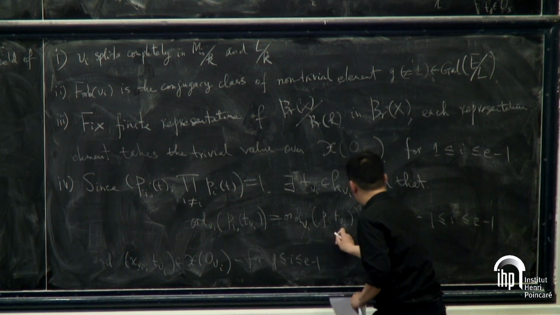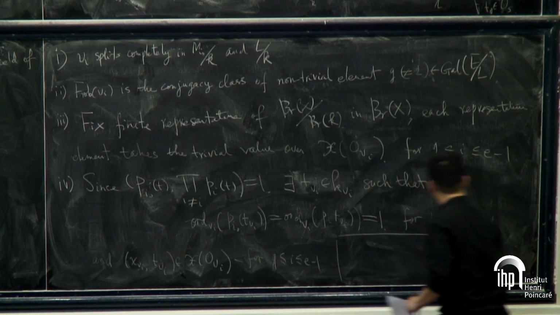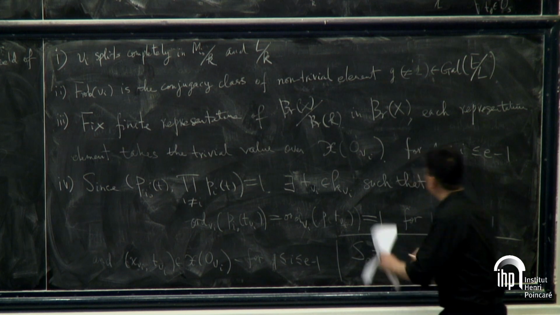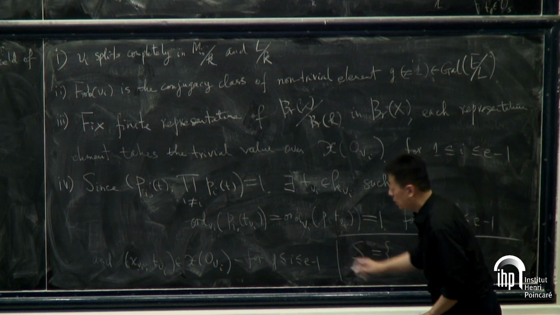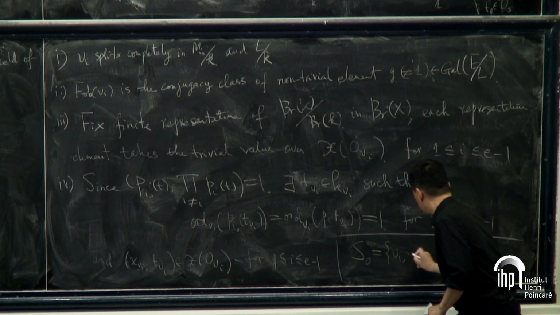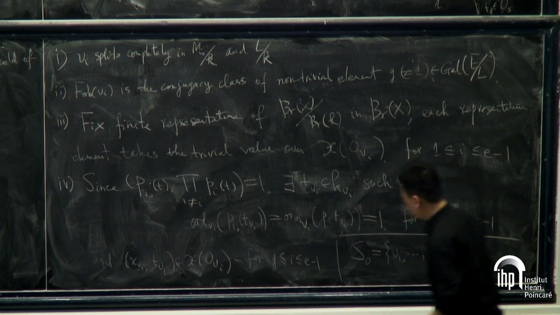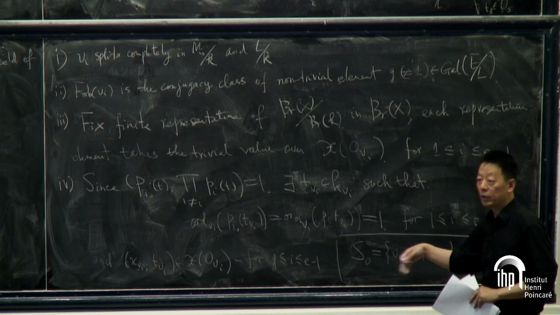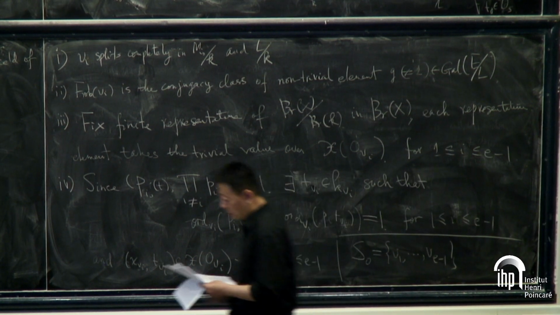Then, this is something really important for me: this S0, this couple of primes V1 and V e minus 1. I will use this to modify my adding symbols.